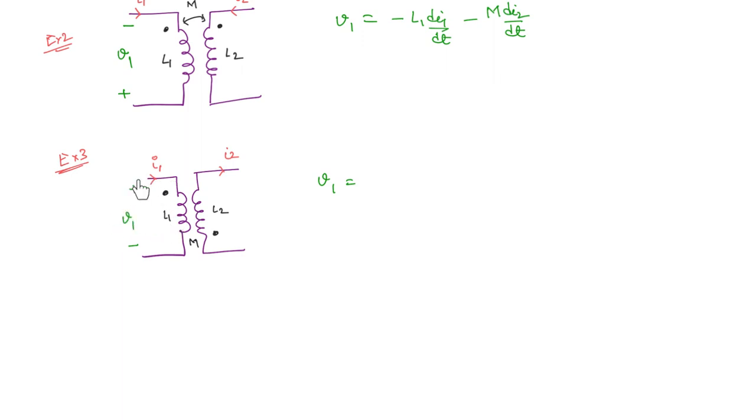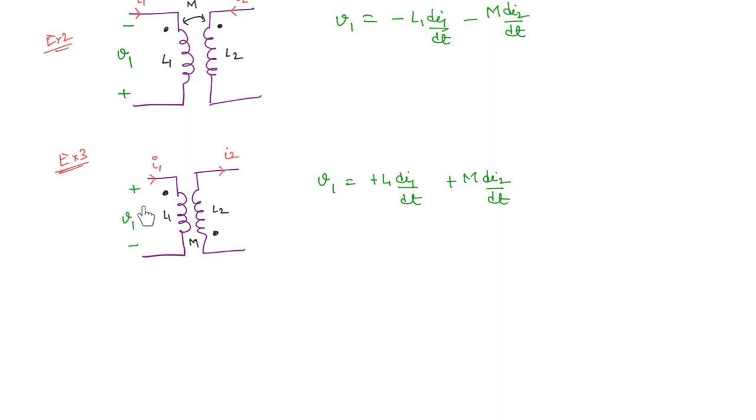I1 is flowing through the positive polarity, so you can simply write plus L1 di1 by dt. Now the current here is flowing out of the non-dotted terminal, which means it is entering the dotted terminal. So this dotted polarity will become positive, so we have plus M di2 by dt. I hope this is clear to you.